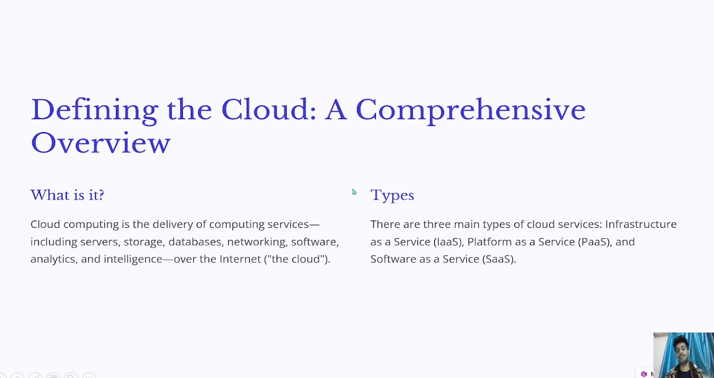So next we'll see the types. There are three main types of cloud services. Firstly, it's infrastructure as a service, which is IaaS. Here, we provide a certain infrastructure so that the users can use that infrastructure to create their applications or their own platforms, or whatever they want. We just provide them with the infrastructure.